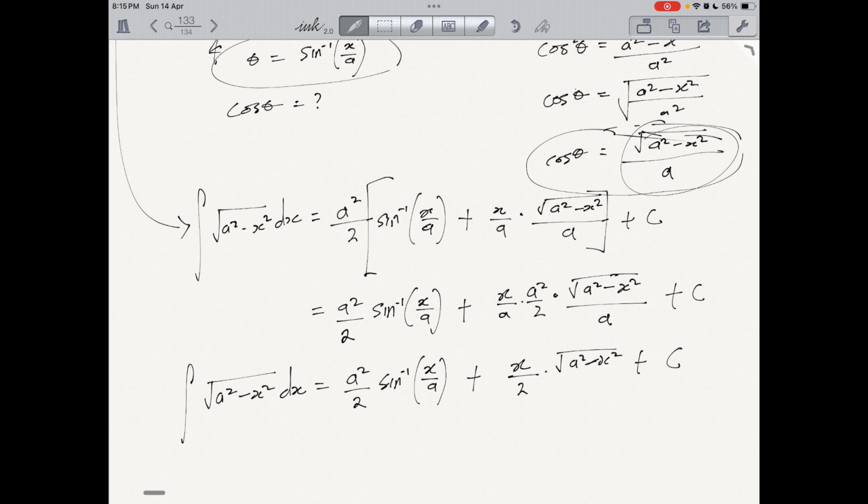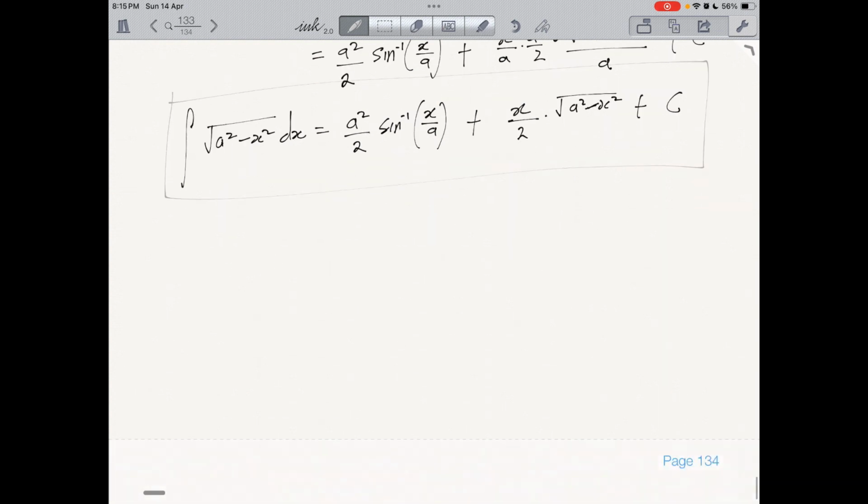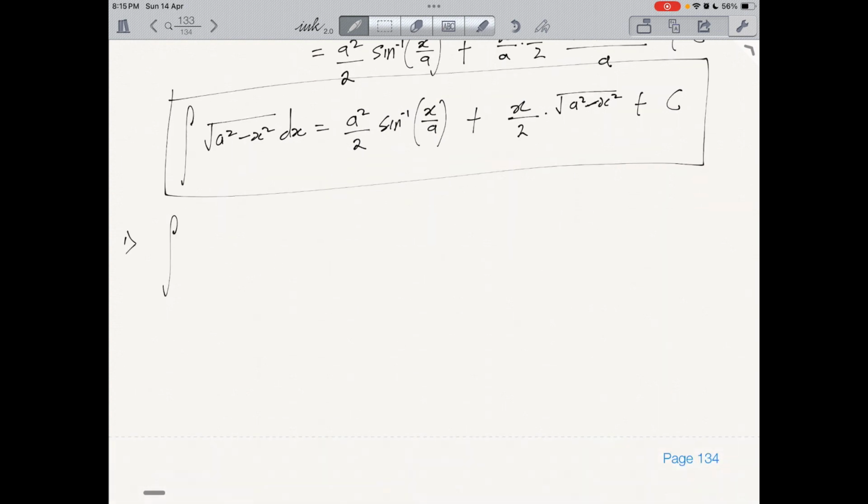So, with this, we can take any question in this format. Let's begin with the integral of the square root of 16 minus x squared dx. Now, to rewrite this 16 minus x squared in terms of a squared minus x squared, we know that 16 is equal to 4 squared. So this is written as the square root of 4 squared minus x squared with respect to x. Therefore, in this case, a is equal to 4.